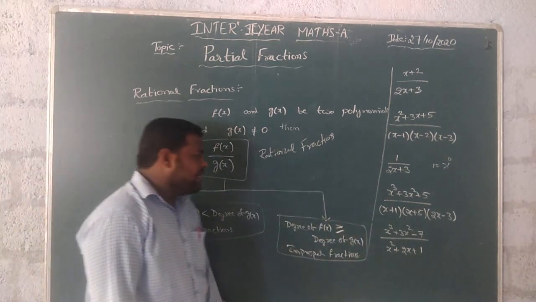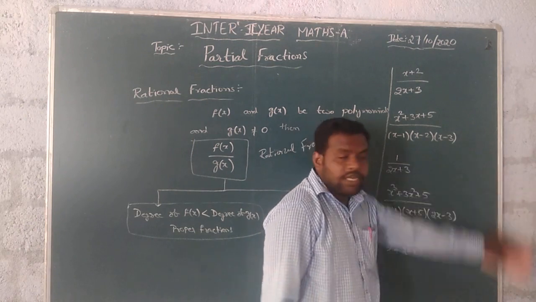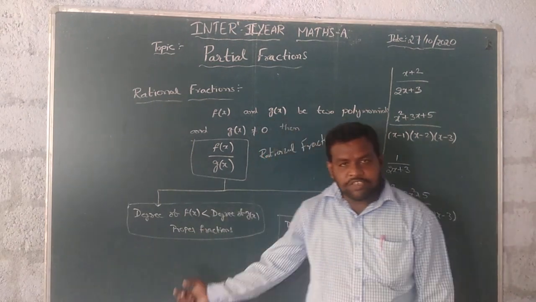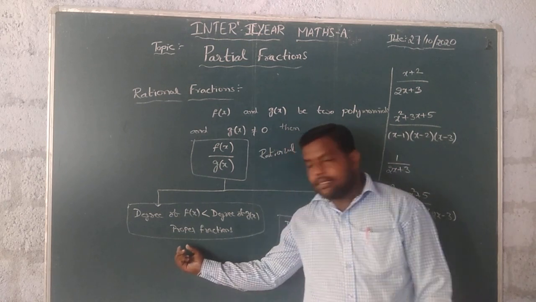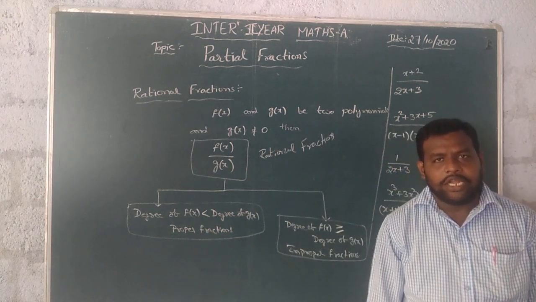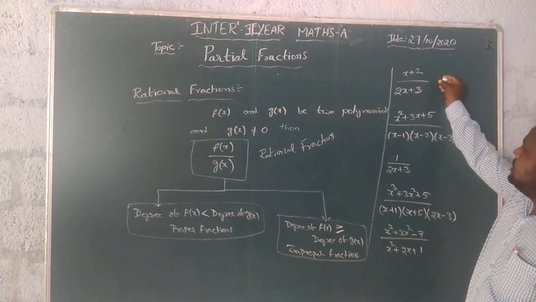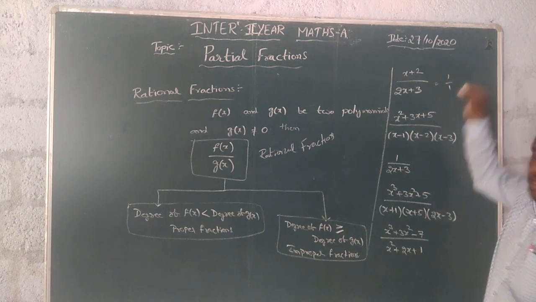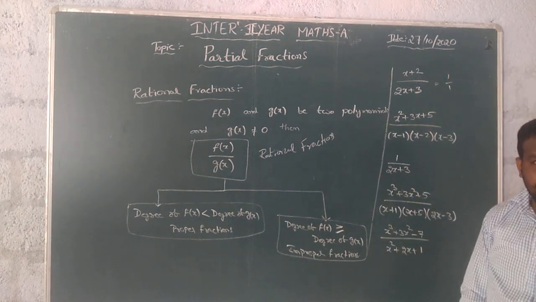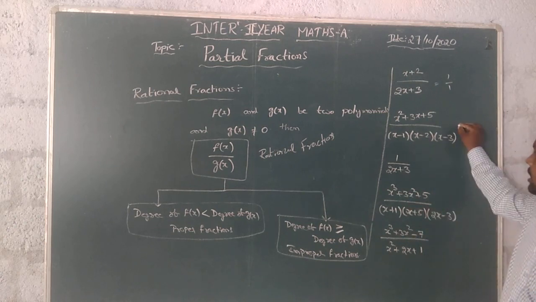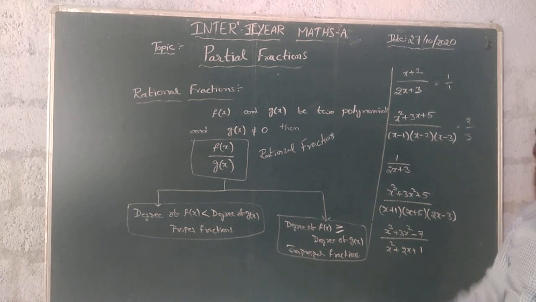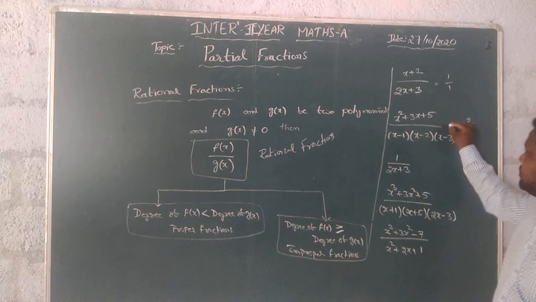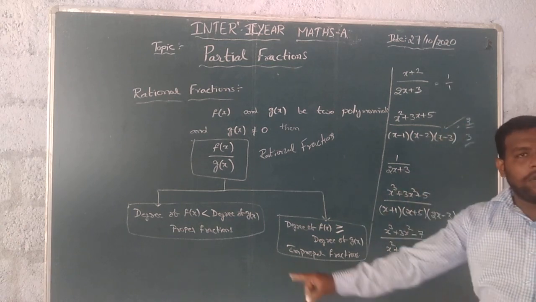So in this example, which fractions are called proper fractions? Proper fractions mean the degree of the numerator is always less than the degree of the denominator. In this case, the degrees are 1 by 1, so both are of equal degree. In this case, the numerator degree is 2 and the denominator degree is 3. So the degree of f(x) is less than the degree of g(x). So this fraction is called a proper fraction.